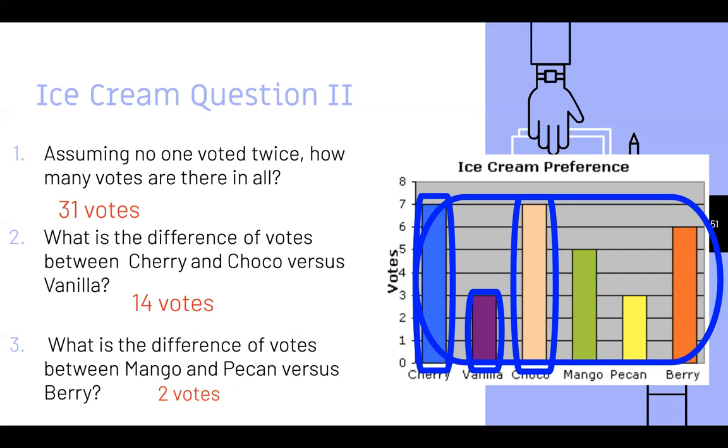What is the difference between votes between mango and pecan versus berry? And that would be 2 votes as well. We just subtract the mango and pecan versus berry.